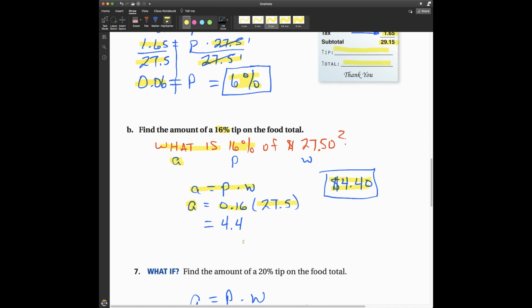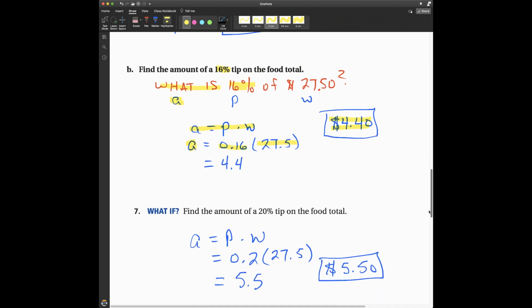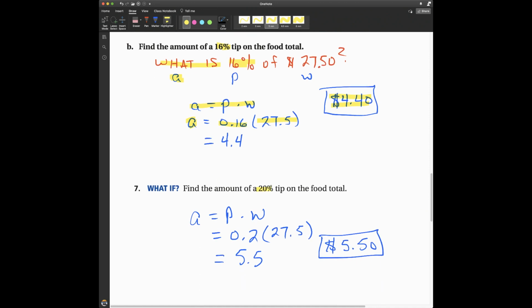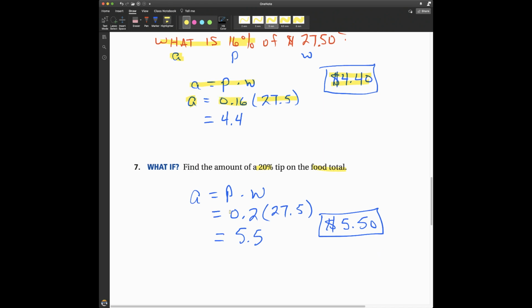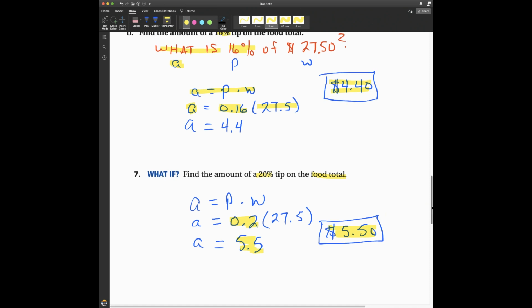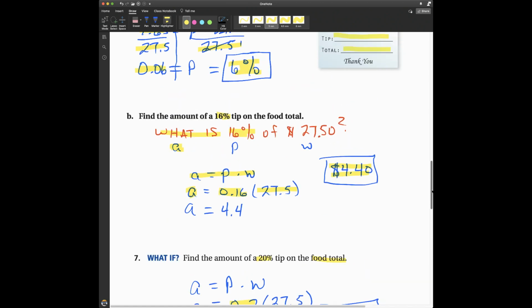All right, well, what if for problem 7 down here, find the amount of a 20% tip on the food total. So instead of 16%, so I had 0.16 up there, now I put a 20% tip in, 0.2. So I just substitute 0.2 for the percent. I'm still looking for the part in these problems. And I put this in my calculator, and I end up with the part is 5.5. And again, I write that as a monetary amount because I'm talking about money. So if I wanted to leave a 20% tip, it would be $5.50.